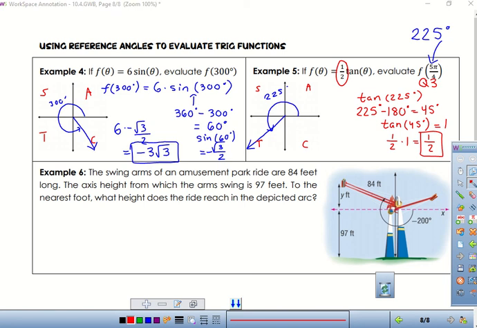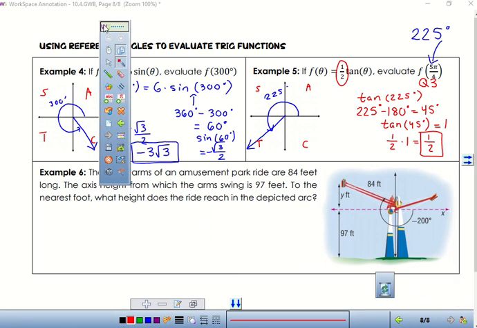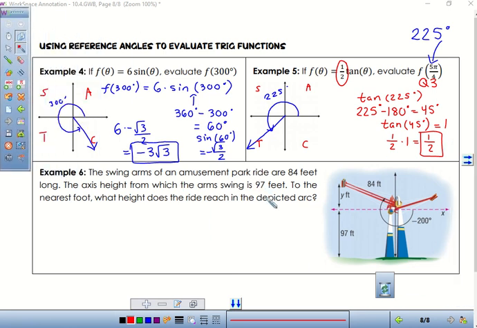Alright, and the last one we have today. The swing arms of an amusement park ride are 84 feet long. The axis height from which the arm swings is 97 feet. To the nearest foot, what is the height that the ride reaches in the depicted arc? So basically they want us to find this height right here. And they're telling us that this is negative 200 degrees.